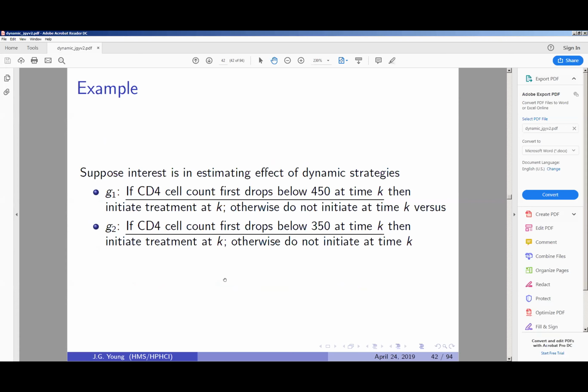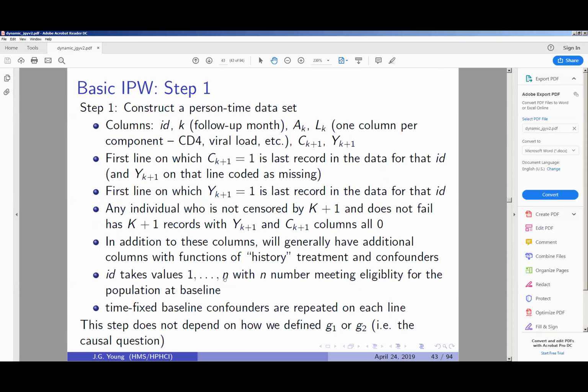So we're going to use a running example. Suppose our interest is in estimating the effect of these CD4-based initiation strategies that we've talked about, say start when CD4 first drops below 450 versus 350. But again, you can think about in your mind any two strategies that you might want to compare in your research.